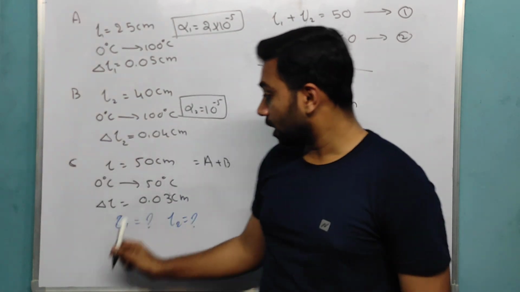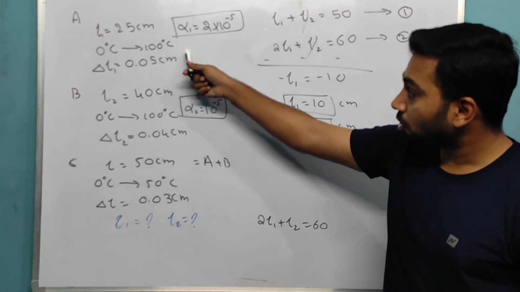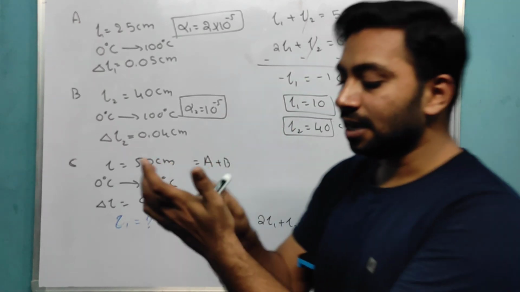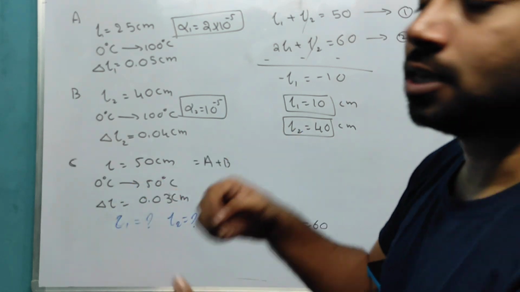Which means this third rod is a mixture of the first rod and second rod. First rod is 10 centimeter, second rod is 40 centimeter. Like what I said here, this one is 10 centimeter, this one is 40 centimeter.